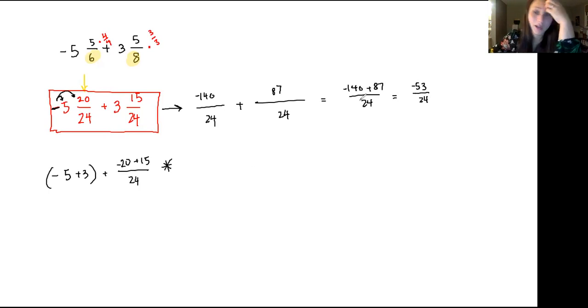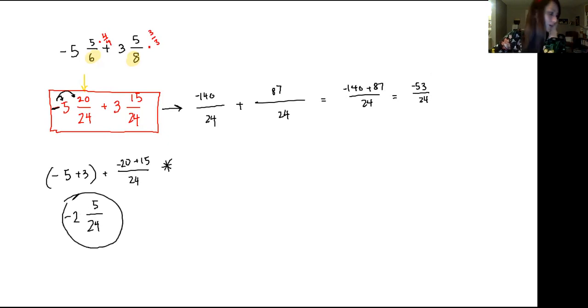Now, because this is an improper fraction, I want to change it back into a mixed number. So let's jump back over here and see what we get, okay? Negative 5 plus 3 is negative 2. Negative 20 plus 15 is negative 5. And so it's still a negative fraction here. It's negative 2 and 5 over 24.